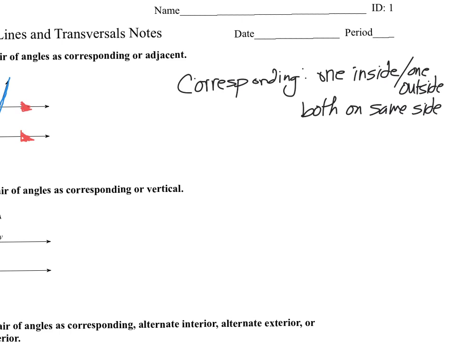So if I draw a quick picture here, there's my parallel. That's on the outside of the two parallel lines. That one's on the inside of the parallel lines. And then they are both on the same side of the transversal. That's what that means, same side. So they're on the same side of the transversal. So that's what corresponding looks like.